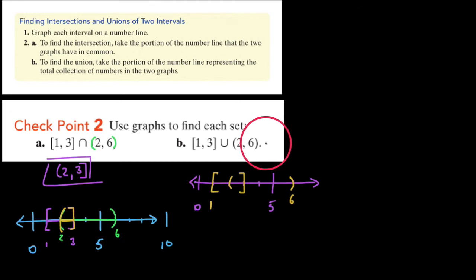Basically, all together, the union of these two things can be represented as starting at 1 and including 1 and proceeding up to 6 but excluding 6. So that's what we mean by intersection and unions when we're using interval notation. Draw a picture. Cheers.